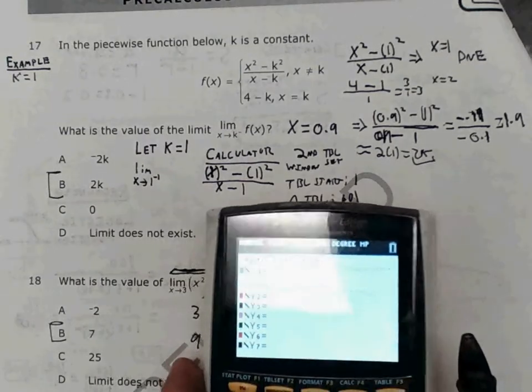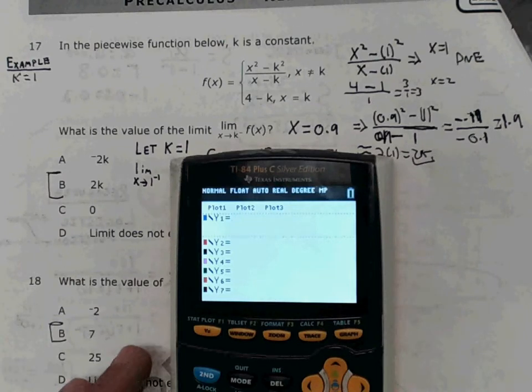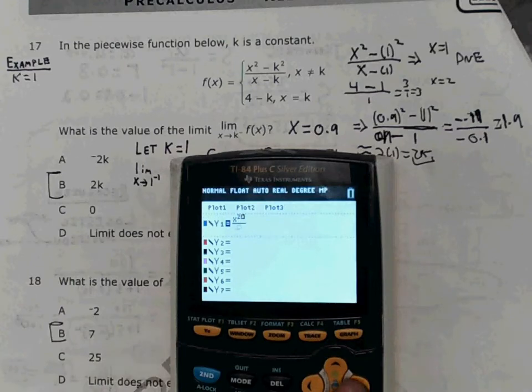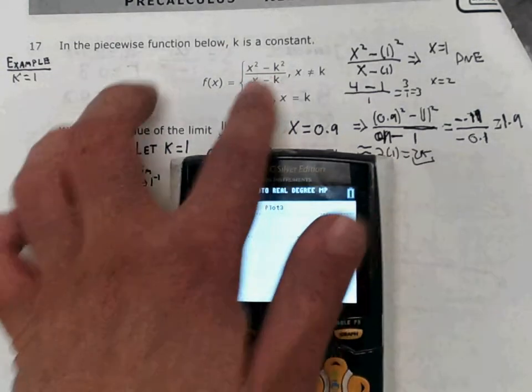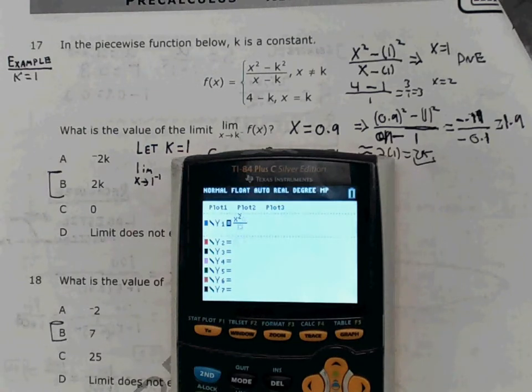So the main function is going to be f of x equals x squared minus k squared, and k is a constant. Let's pick an easy number for k, which is going to be 1. So x squared minus 1 squared is the numerator. And then the denominator is going to be x minus 1. Okay?